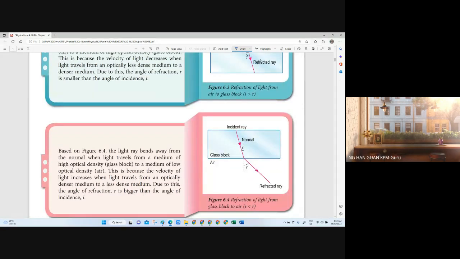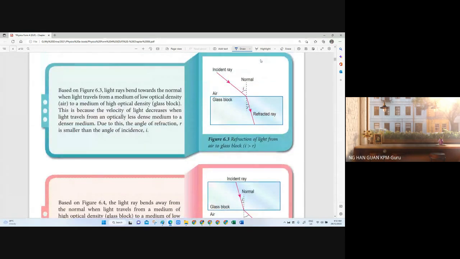All right. So based on these two diagrams here, the first one, figure 6.2, 6.3, is showing light from the optically less dense to the optically denser medium. So that is why the angle becomes smaller, because the speed of light decreases. Again, I don't really prefer using the term velocity. I prefer using the term speed. Right, the speed of light decreases.